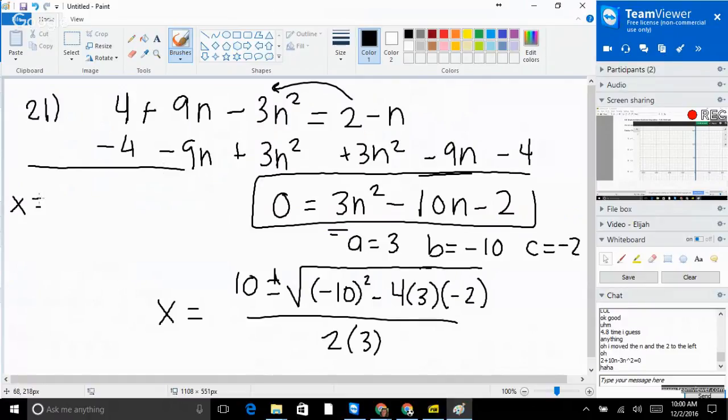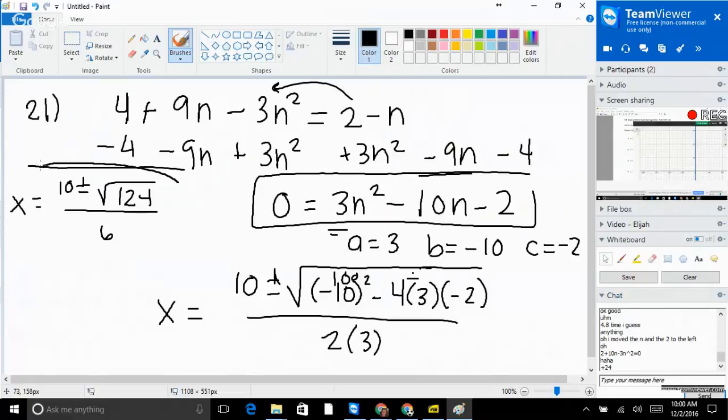So 10 plus or minus, okay, 10 squared is 100. So this is 100. 4 times 3 times negative 2 is negative 24, so this is going to be 10 plus or minus the square root of 124, divided by 6. So this, Elijah, is technically the answer, but I know that we don't really like the answer to look that way, right?